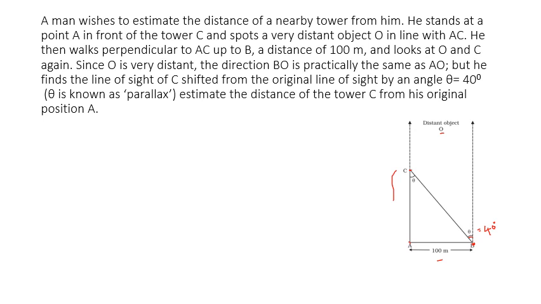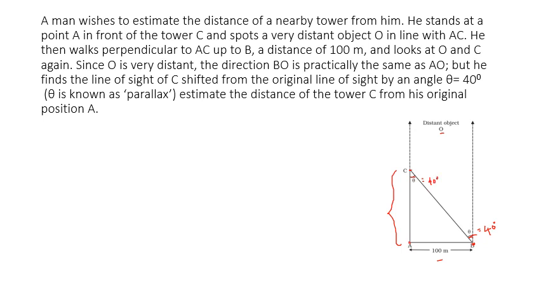So what should you find? This distance. What is the distance of the tower C from his original position A? Right, and we'll see the solution. Before doing that, if this angle is theta, because these two lines are parallel lines, then this could also be theta. So this theta is also 40 degrees.